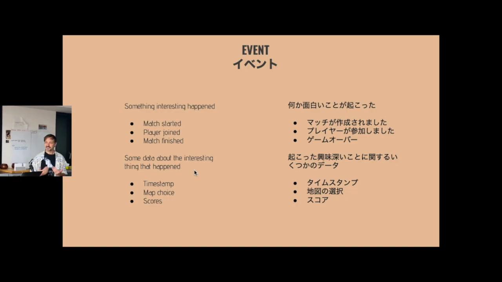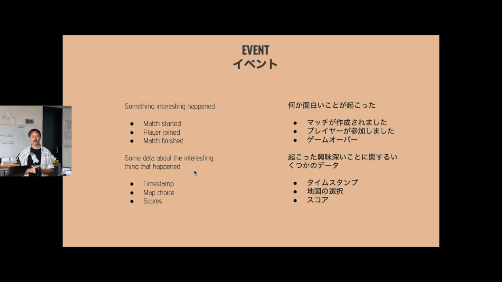For example, a match started. A player joined that match. A match ended. You could get more granular. You could say a player used an ability. A player sent a text message. A player made a friend. A player created a group. And so on. And we have some data about that interesting thing that happened. So when a match started, what map did they pick? Who was in their groups? What characters are being played?